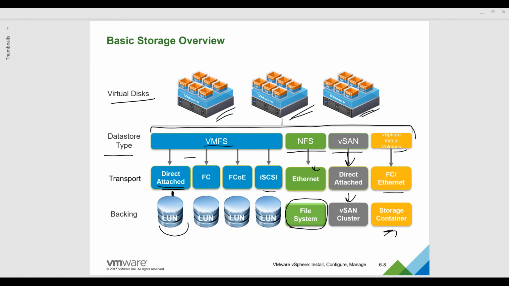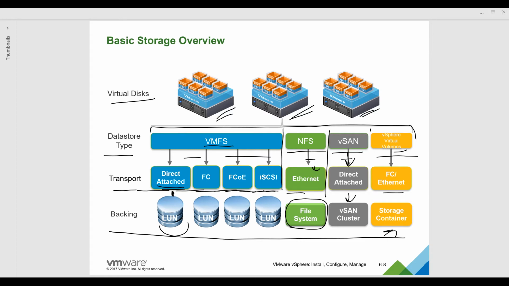We have our data store types here. How are they transported? And what are they backed by? So they're transported directly attached, fiber channel over Ethernet, iSCSI. Your NFS is over Ethernet. Your vSAN is over your directly attached storage. And your virtual volume is fiber channel over Ethernet. Go to our file system, vSAN cluster, and a storage container. Now you notice down here we have LUN 1, 2, 3, and 4.